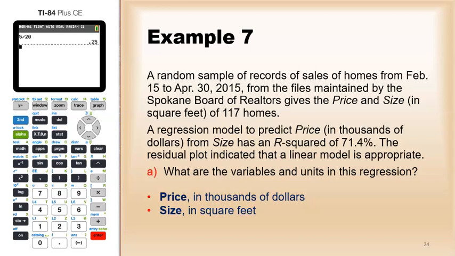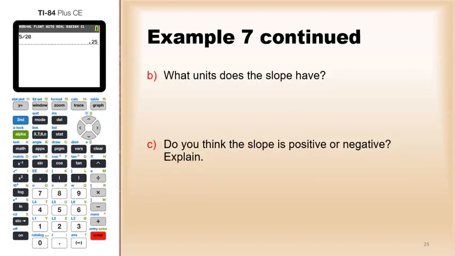Well, the price and the size. So in this case, size is going to be the x value because that's the one we know. And we're going to try to predict the price. So the slope, y values over x values, that's going to be the $1,000 per square foot. So it's going to be dollars over square feet. The y value was the thousands of dollars. The x value was the square feet.